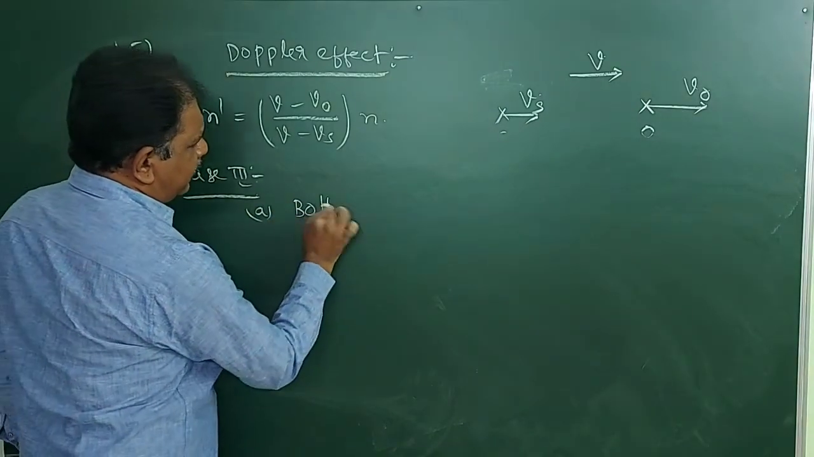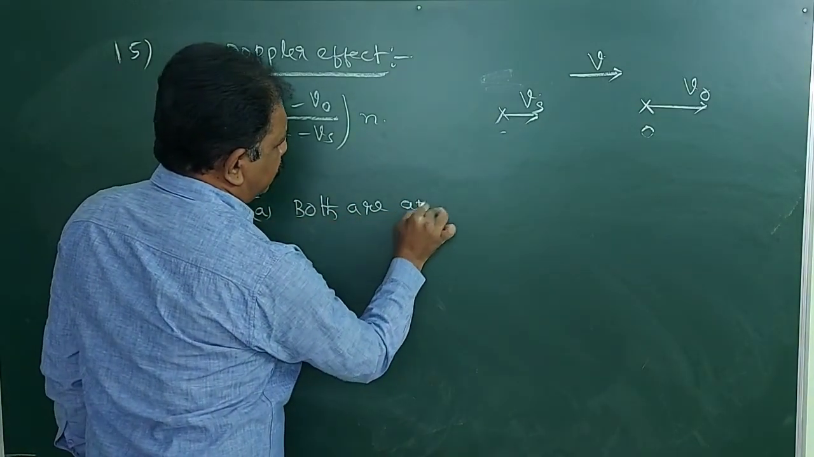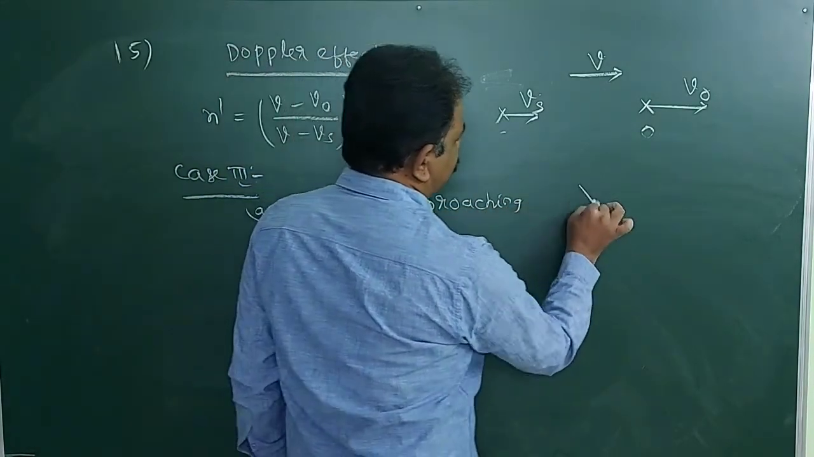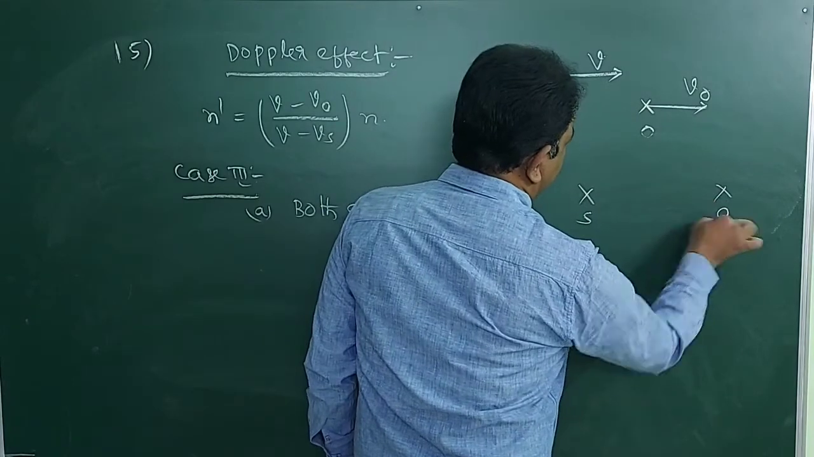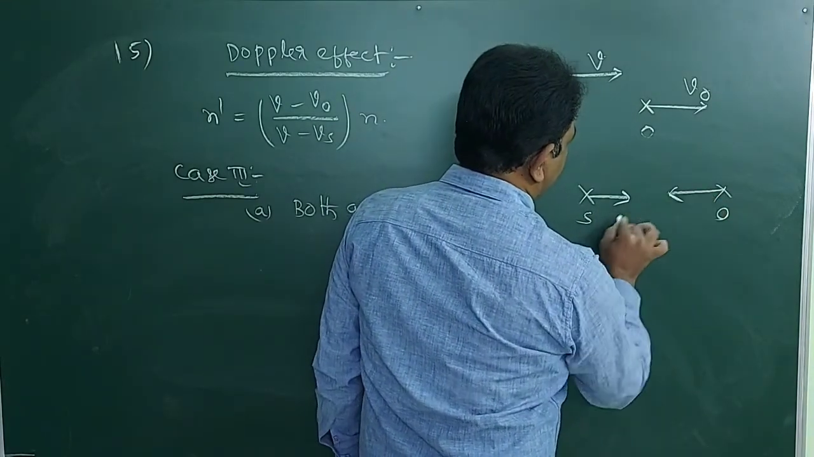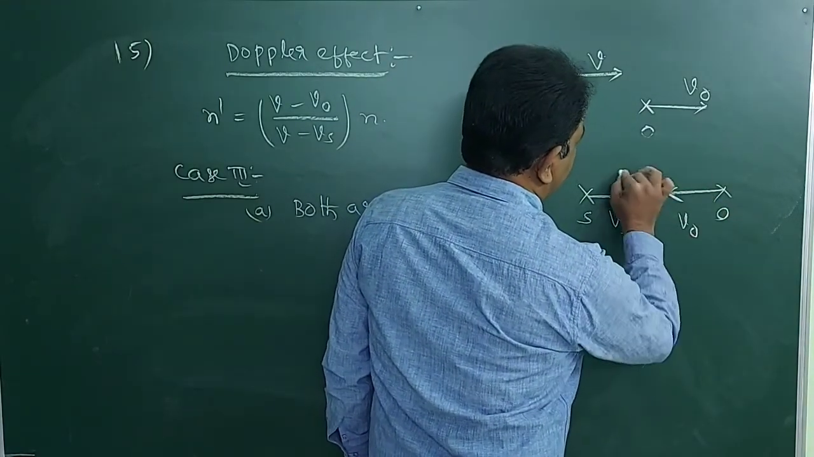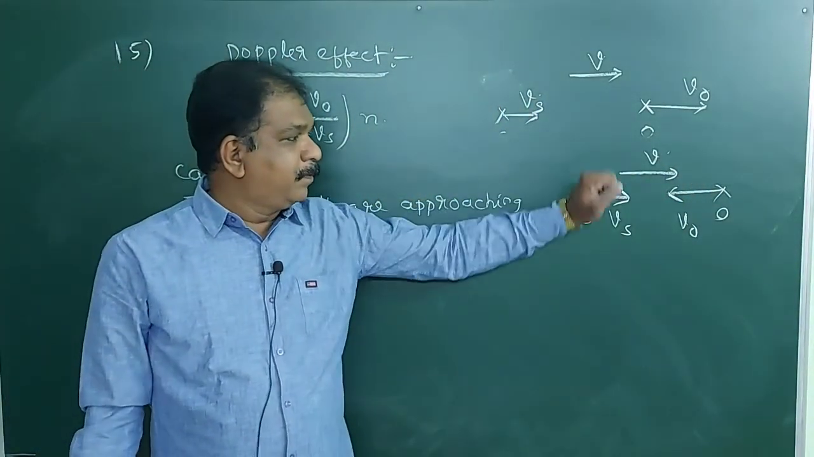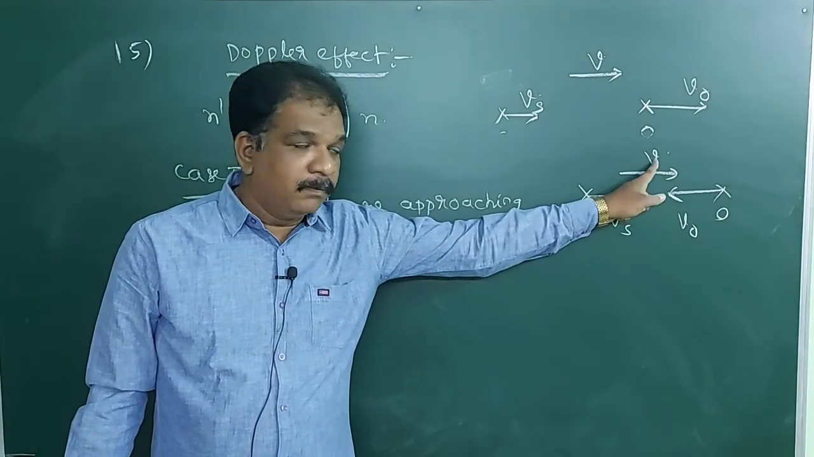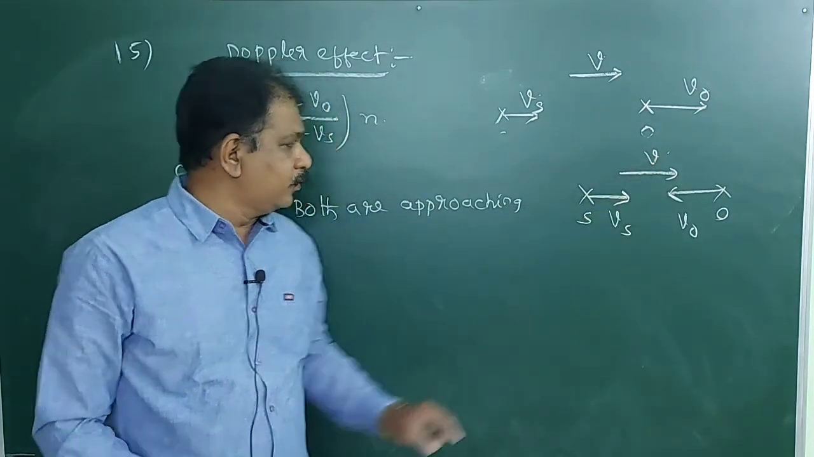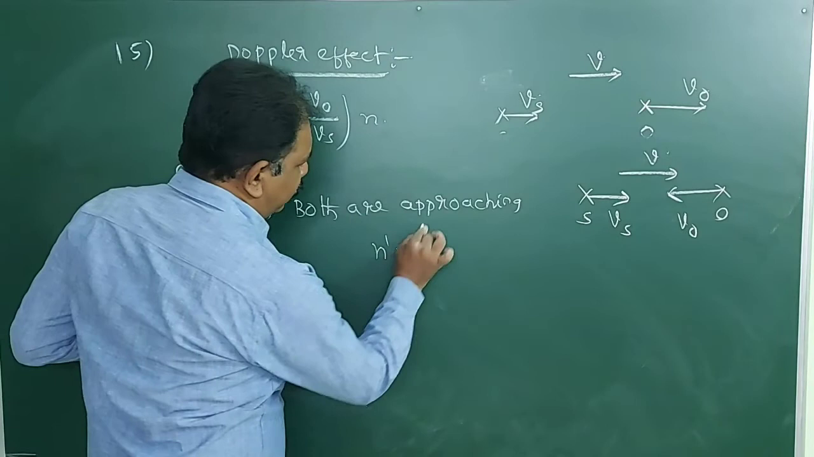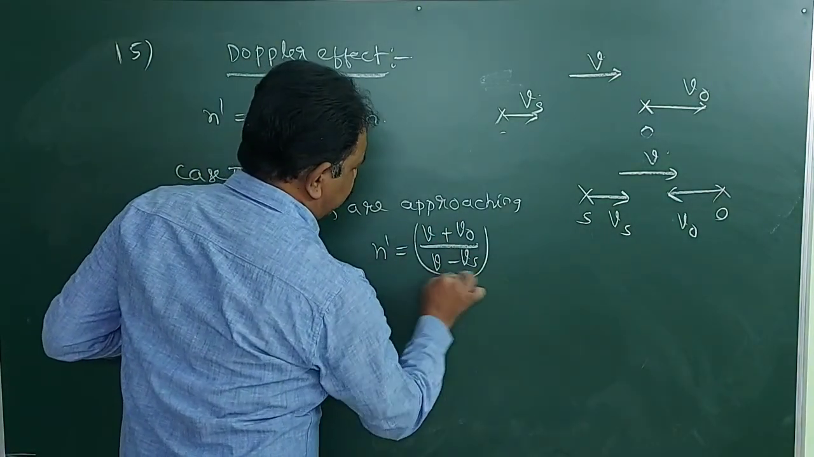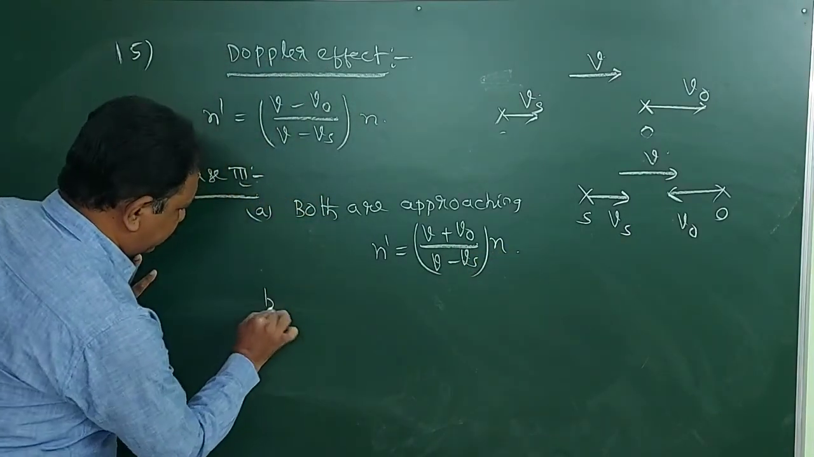Next, third case, the last case. Both are approaching. This is the velocity of sound. Vs will be plus Vs, and VO will be minus VO because it is opposite to this. So here N dash is V plus VO by V minus Vs into n.